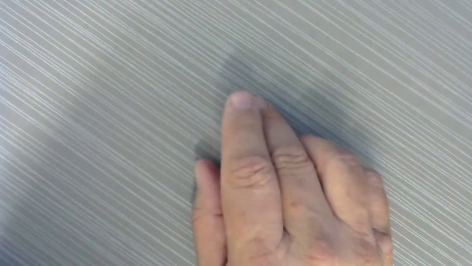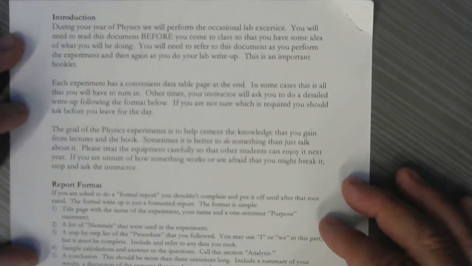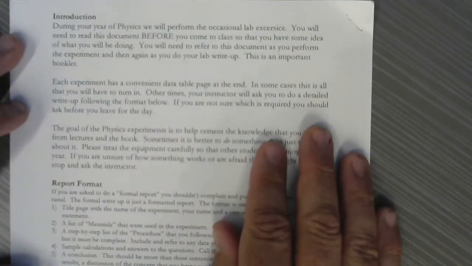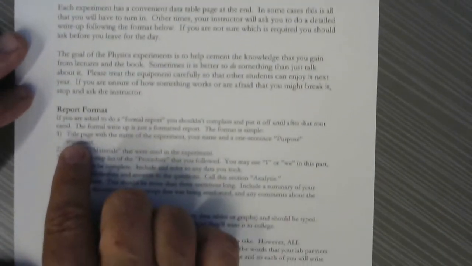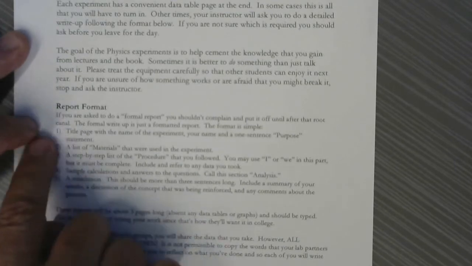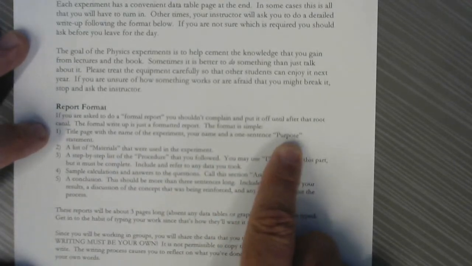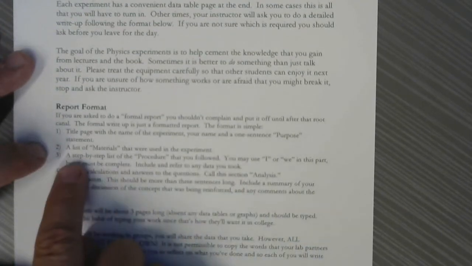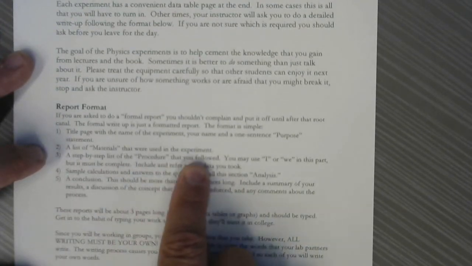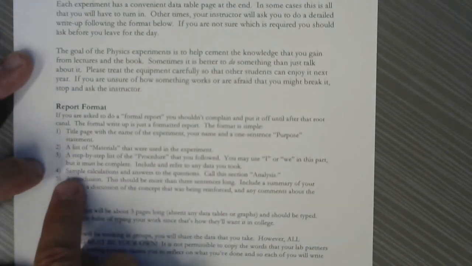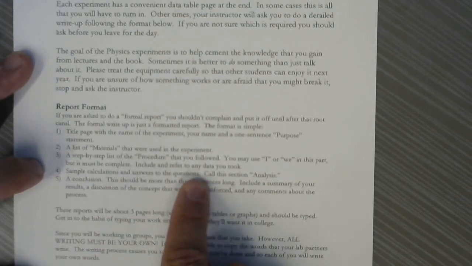We're going to talk about how you are going to write up a formal lab report. In a formal lab report, there are 5 different things that you have to have. A title page that has a purpose statement. The purpose statement is 1 sentence. A list of materials, a step-by-step list of the procedure that you followed, and sample calculations and answers to the questions called the analysis section, and finally a conclusion.